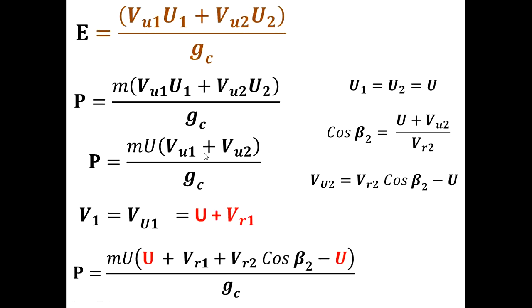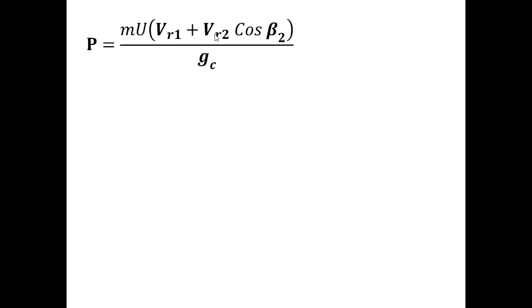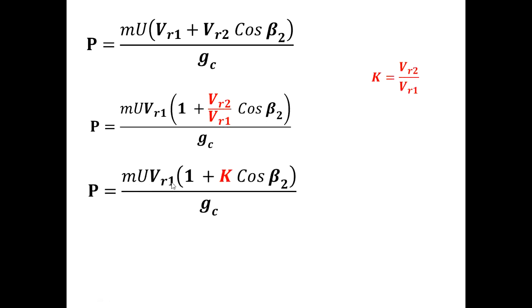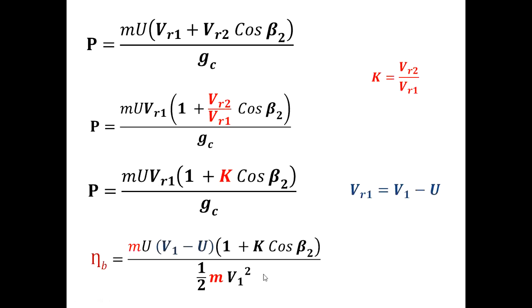Therefore put all these in this equation: vu1 I put this one, vu2 I put this one, u is common. So it is u times vr1 plus vr2 cos beta 2 divided by gc. If you take vr1 outside, it is vr1 times 1 plus vr2 by vr1 cos beta 2, divided by gc. K is equal to vr2 divided by vr1, so it is vr1 of 1 plus k cos beta 2. This one you know very well. I will put this as k. And vr1 is equal to v1 minus u, so put the same thing here.